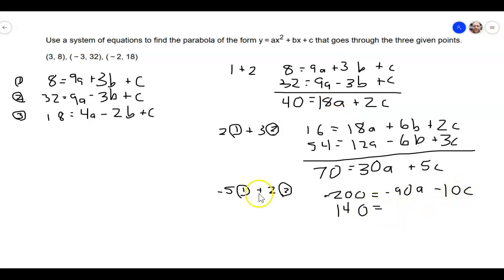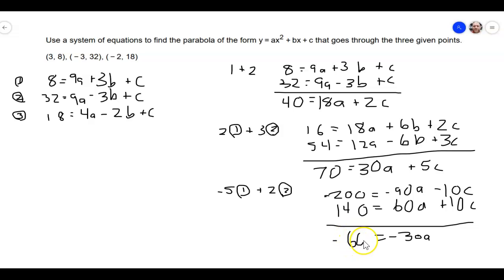Is equal to, and that's going to be, okay, 140 is equal to 2 times that. That's going to be 60a plus 10c. So this is quite a little problem here. Now we add those together. That's going to cancel out. I'm going to get 30a is equal to -60. So a is equal to 2, right?